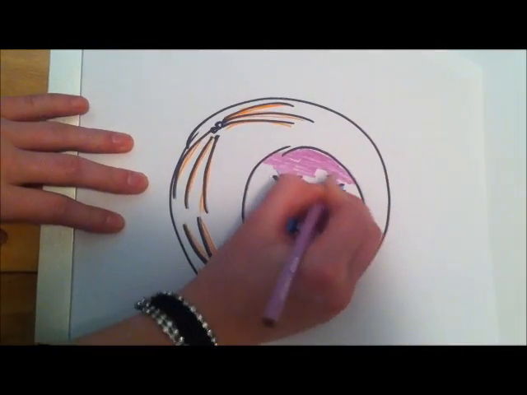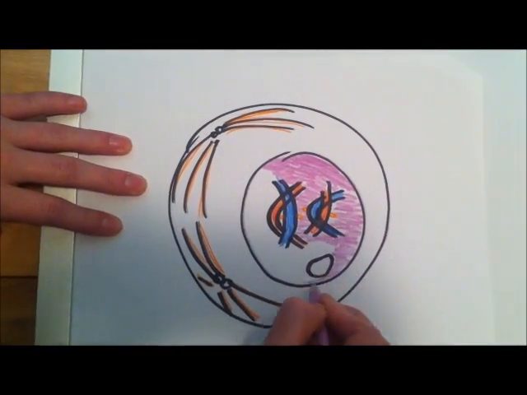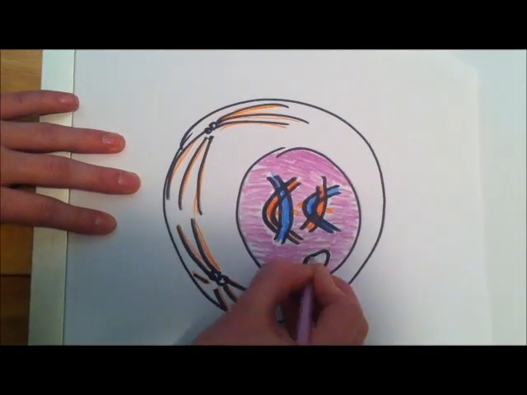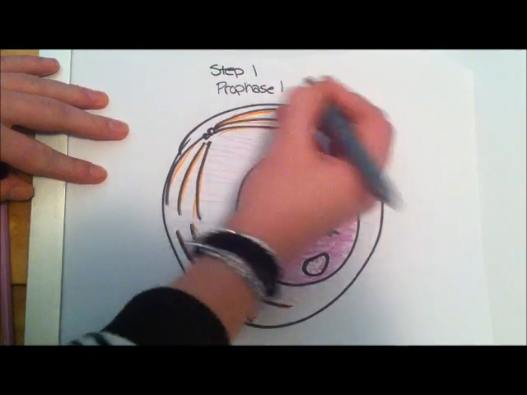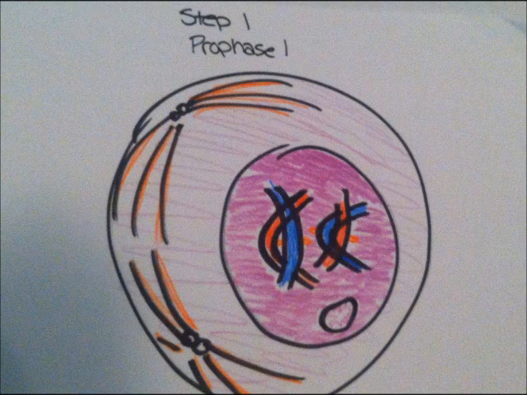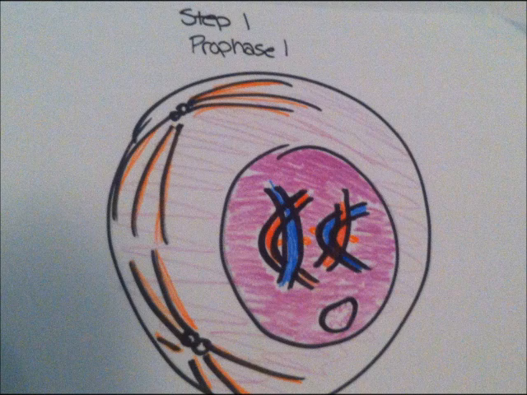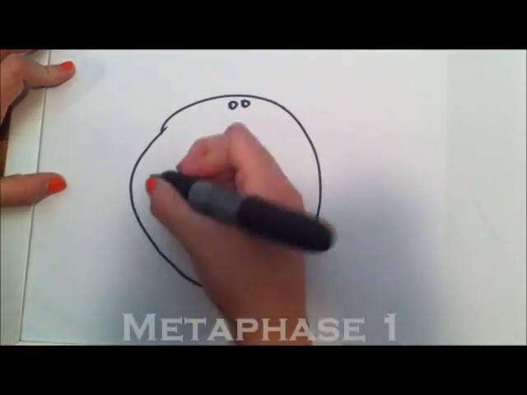The crossing over point is important because that's where the genetic shuffling takes place. If it was always the same, there would be no difference between the parent and the child. Once crossing over has happened, the centrioles start to pull apart and move toward the poles of the cell. This is also where the nucleus disappears and the nuclear membrane starts to break apart.